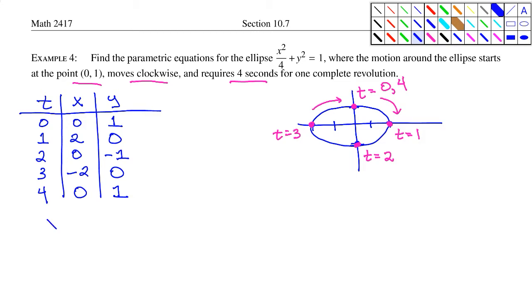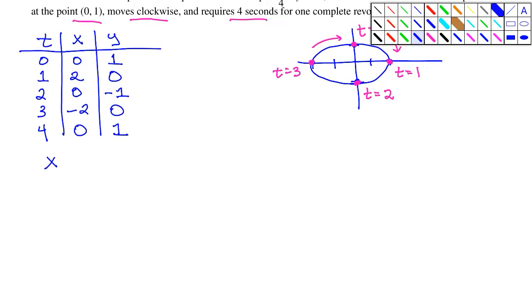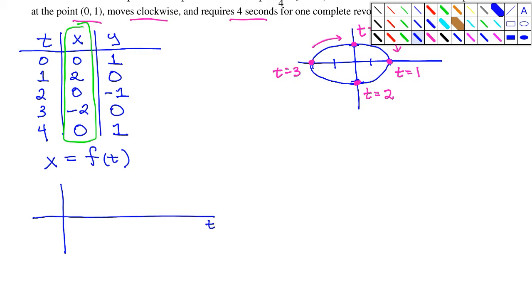So let's start with the x. I need to find some function f that uses t as the variable, and it takes on these values right here as the result. Well, since we're dealing with an ellipse and we're sort of going around, that tells me I need to use sine or cosine. Let me see what graph actually gets produced here. Now remember, t is the input and x is the output. So it's not quite your traditional x and y, it's t and x.